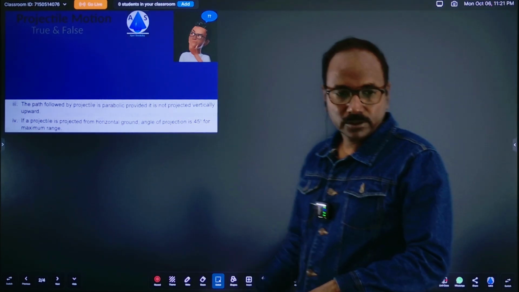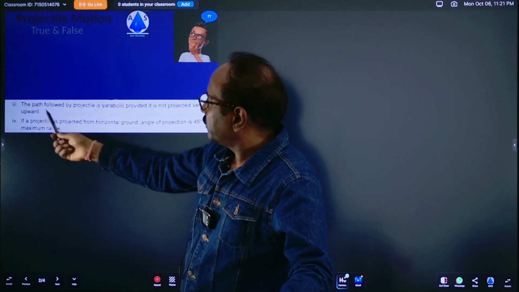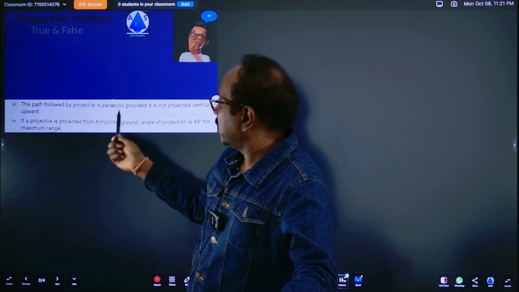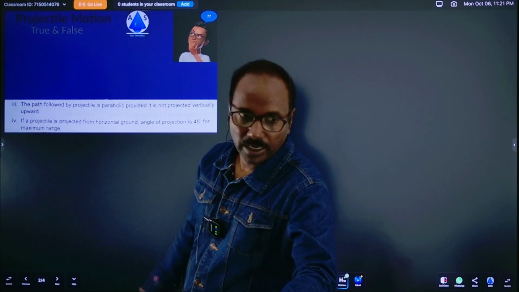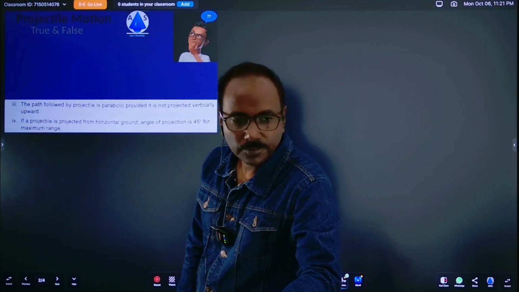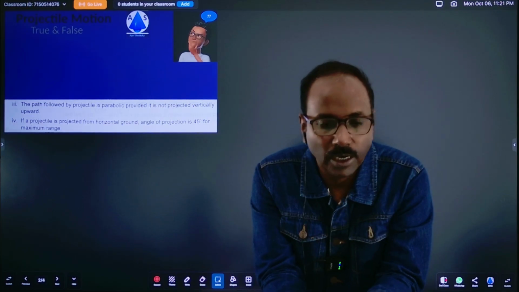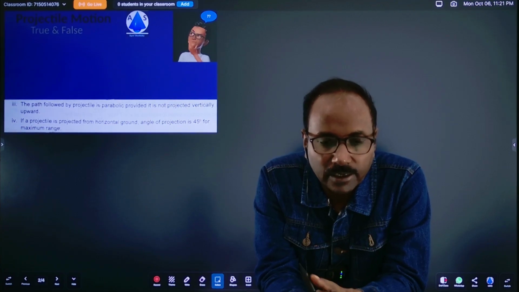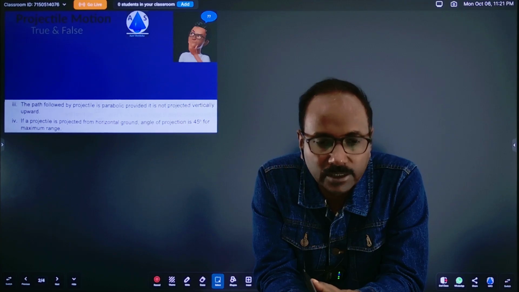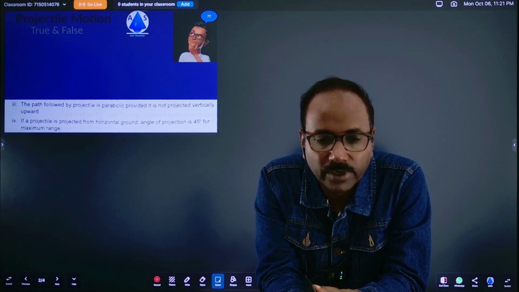Let us discuss this question now. The question says, the path followed by a projectile is parabolic provided it is not projected vertically upward. So when a particle is thrown upward in Earth's gravitational field, which force is acting on it? It is the gravitational force. And that gravitational force is always vertically downward.